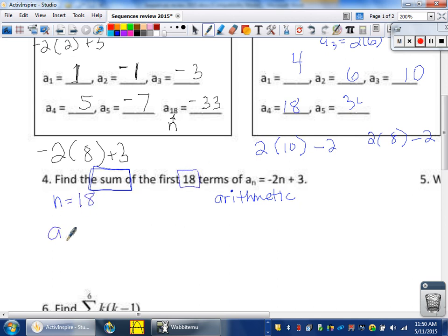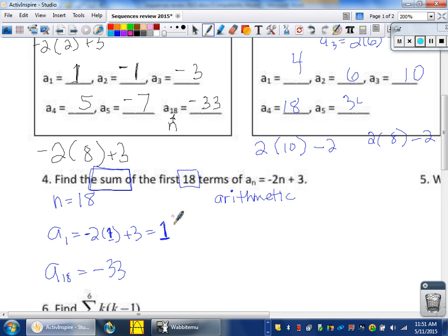The first term was positive 1, negative 2 times 1 plus 3 was positive 1. Oh, it's the same as that one. The last term, the 18th term, is negative 33 from this previous problem right here. A sub 18 is negative 33.